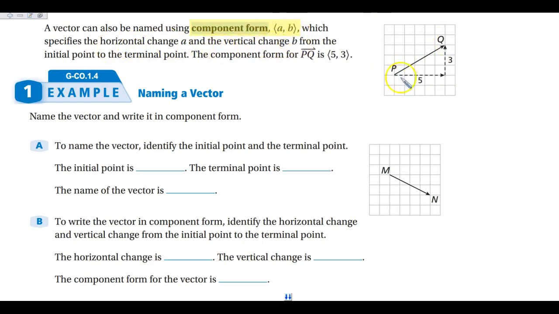So if we look at vector PQ, notice that it goes over 1, 2, 3, 4, 5. I have a change of 5 over to the right. With Q, I have a vertical change. I go up 3 to get to Q. So my component form for vector PQ is ⟨5, 3⟩. Again, making sure you're using those angle brackets. It is very important when you are writing your vectors in component form to make sure that you are clearly using angle brackets and not parentheses. If you're using parentheses, it is wrong because you are writing a point rather than a vector.